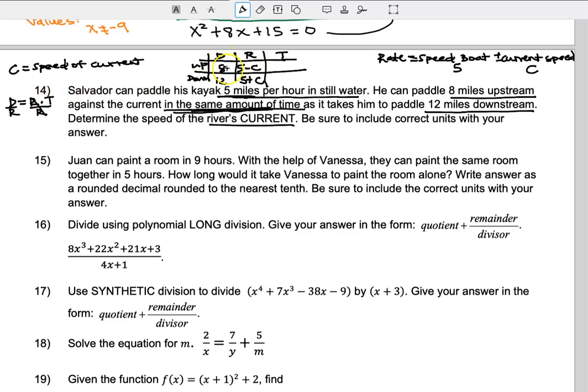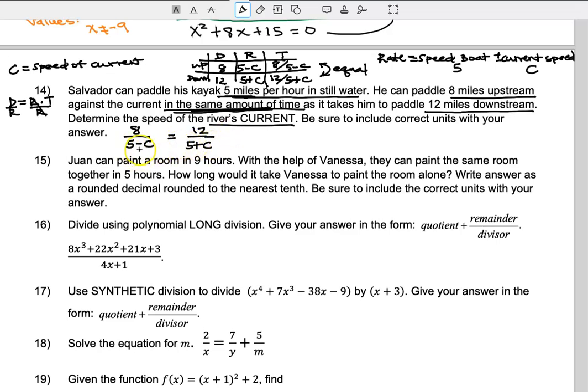Well, we know things about the distance. That's 8 divided by my rate, which is 5 minus c. And then again on the other one, distance divided by rate, my distance is 12 divided by my rate, which is 5 plus c. Now these have to be the same, so we've got to put them equal to each other. So down here, I'll have 8 over 5 minus c equals 12 over 5 plus c.